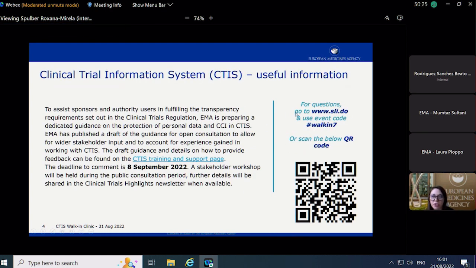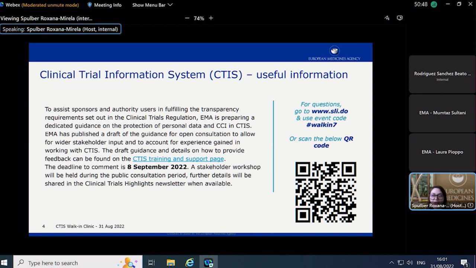CTIS allows sponsors to upload for publication and not for publication versions of certain documents, including the protocol and the investigator brochure. This functionality allows sponsors to protect personal data and commercially confidential information in CTIS by only providing such information in the not for publication versions of the document.